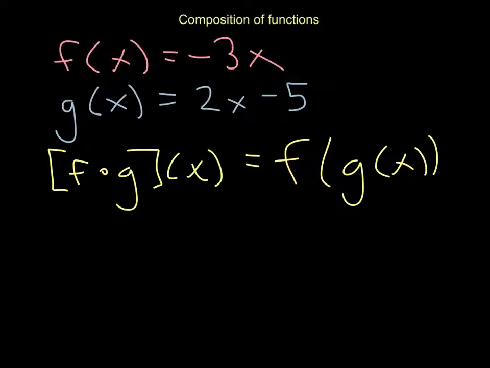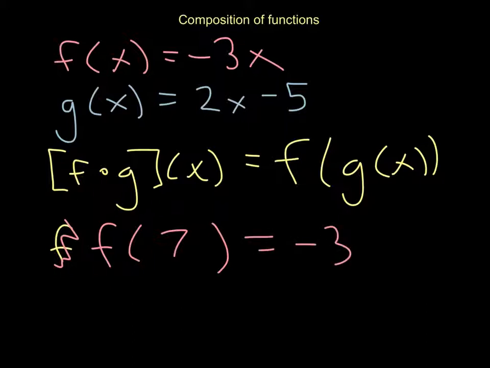Now, we have f of x. Since I'm trying to do f of g of x, it really looks like this. f of x is something like this. It's f of something. And you might recall from the past that we could have put a number in here like 7. And if we did, that would mean negative 3 times whatever replaced x, in this case 7. And then we'd say f of 7 equals negative 21.